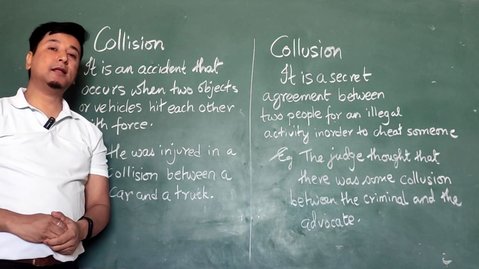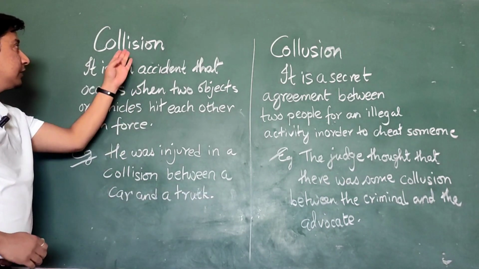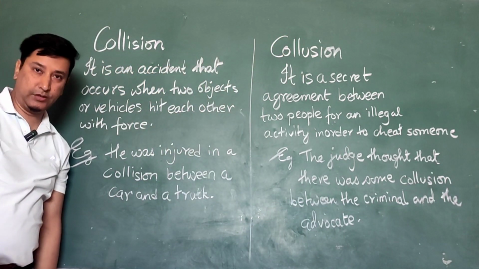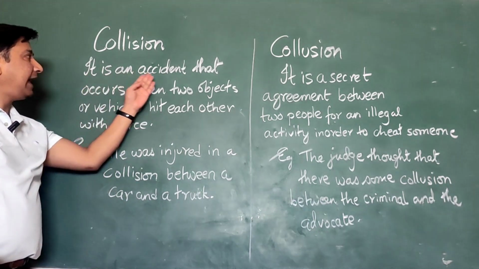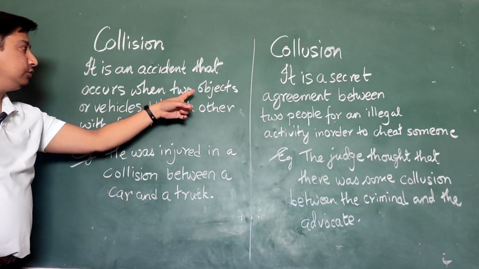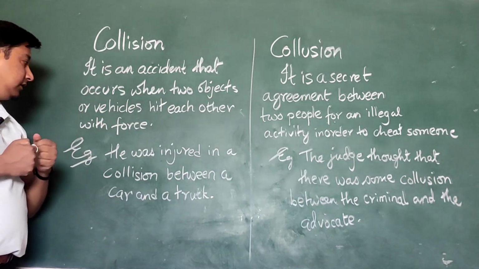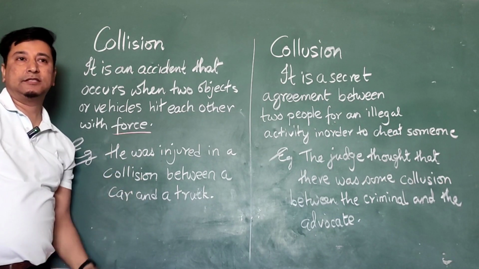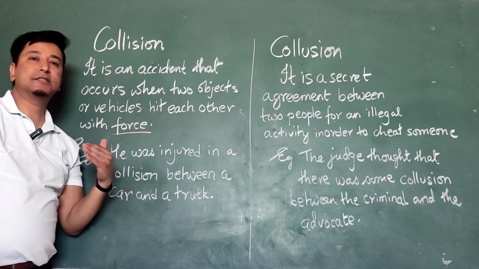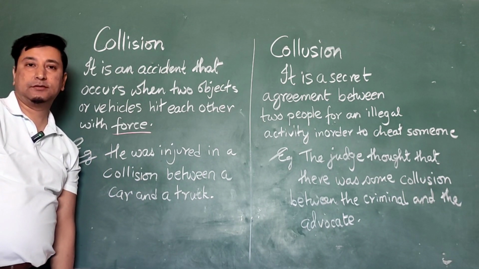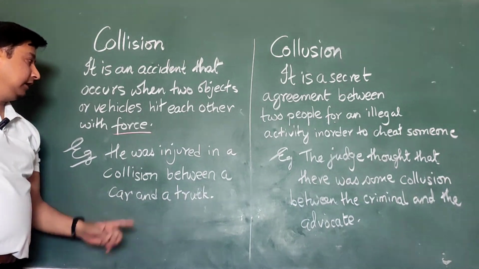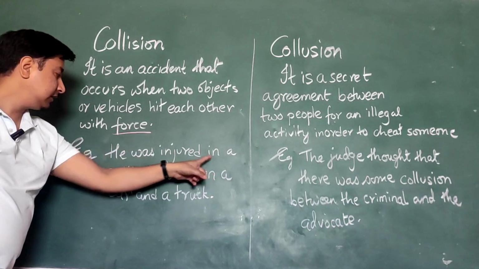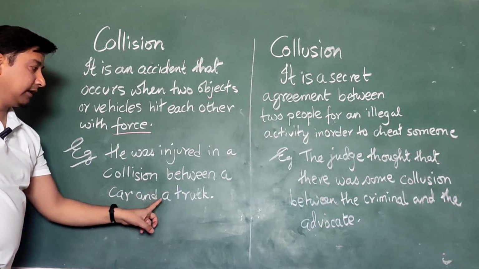We have come up with another confusing pair of words. They are collision and collusion. So first let us understand the definition of collision. Collision means it is an accident that occurs when two objects or vehicles hit each other with force. Now, if I dash against someone, okay, and it doesn't injure me, that is not a collision. Collision means it has to hit someone with a lot of force.